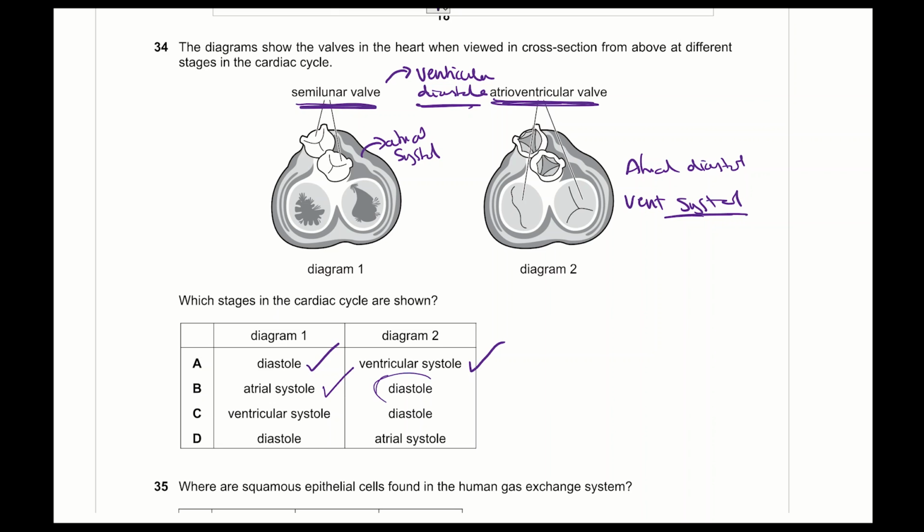Now, for diagram 2, diastole or ventricular diastole. So when it's diastole by itself, we indicate the ventricle. Therefore, this is incorrect because here it is ventricular systole. Now for C, this is incorrect. Therefore, the answer is going to be A.